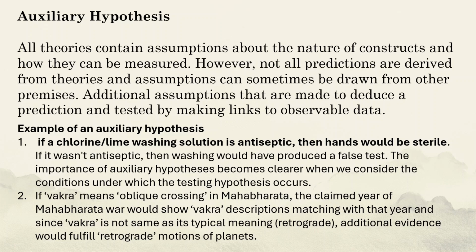And therefore I have written there the next thing, that since Vakra is not the same as its typical meaning, retrograde, additional evidence would fulfill, or rather must fulfill, the retrograde motions of planets. By additional evidence I mean we have to look for some other descriptions where the retrograde motions of the planets are described without the use of the word Vakra, because Vakra is now taken for oblique crossing. And do we find the evidence for it?